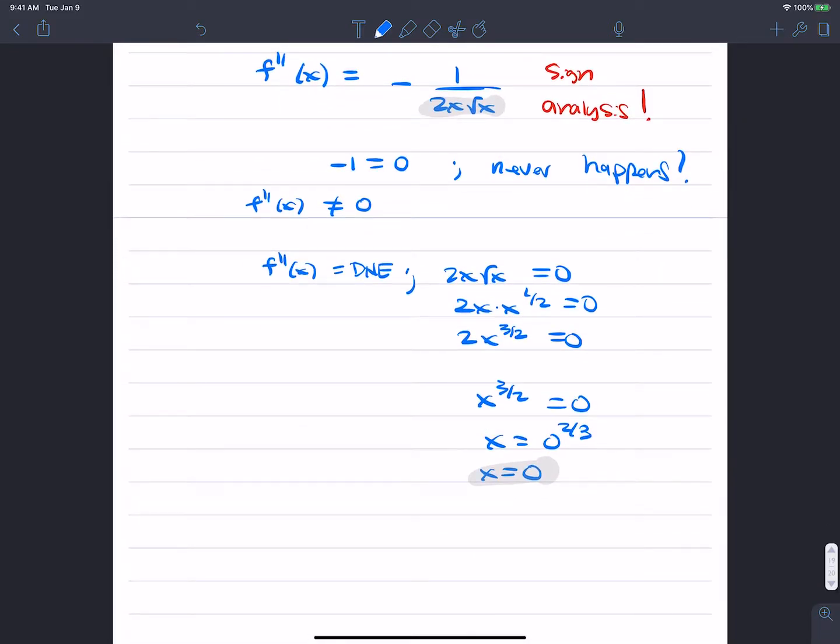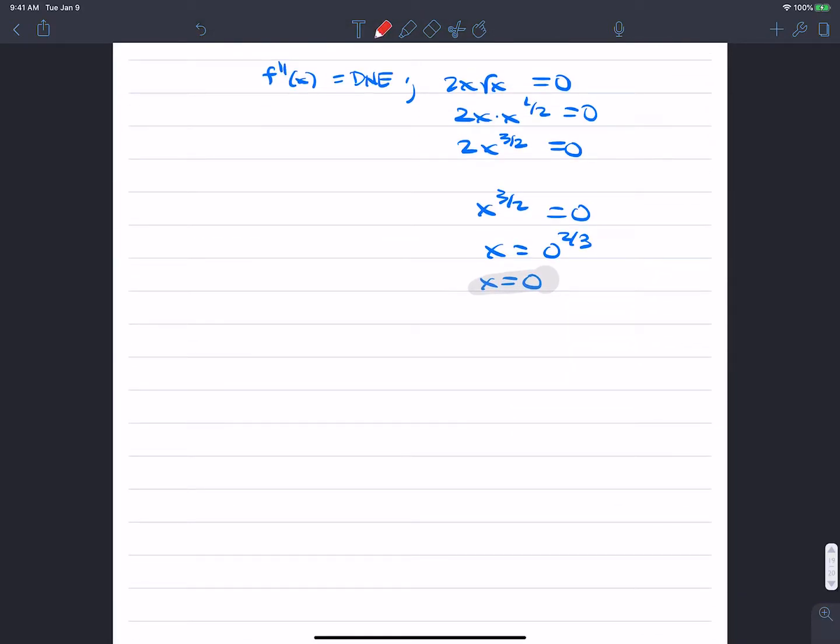So let's actually recall the domain here. Is 0 allowed in the domain? Do you guys remember? What's the domain of this function? Set of all x such that x is greater than or equal to 0. So I just want to point that out.